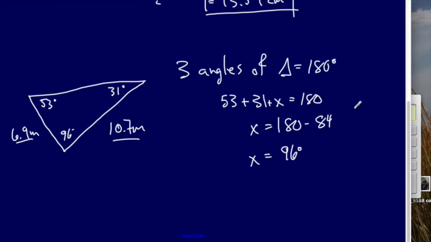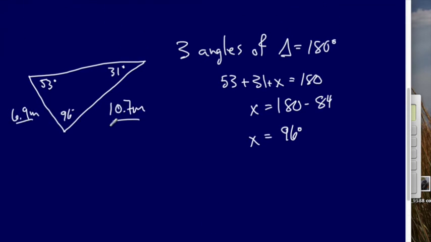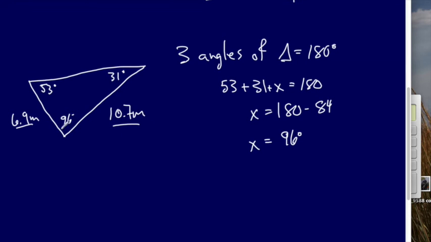So this is just a secondary step. This should be a review from previous years, but if it's not and you need some more work on that, please come see me. That is not a problem. So what we do now is we finally have those two lengths and that contained angle that we need in order to figure out the area.